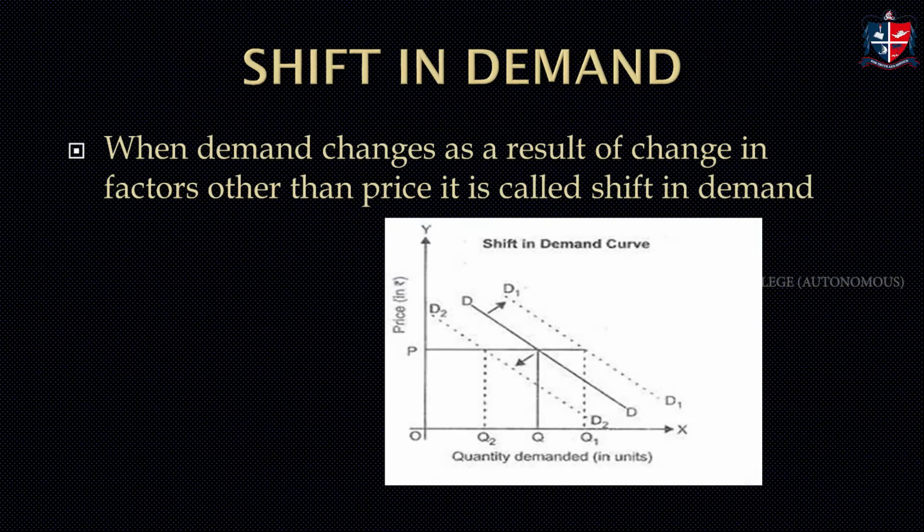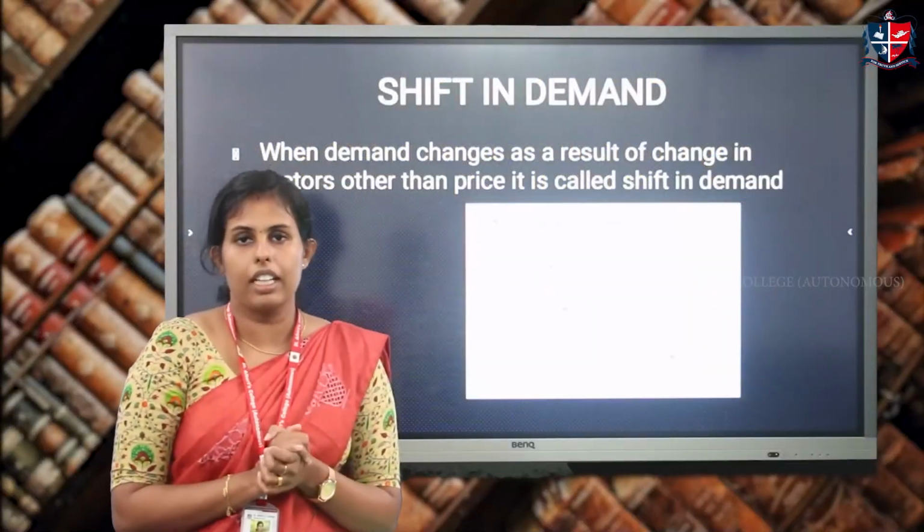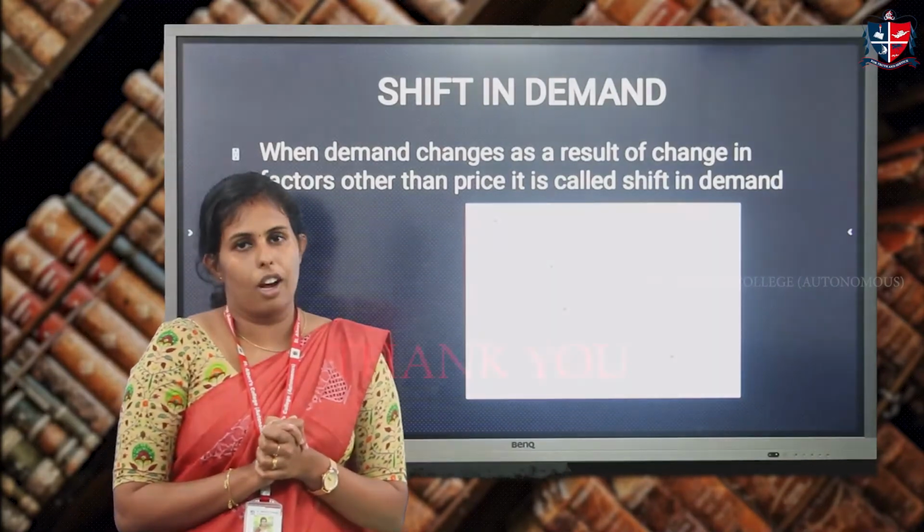When the quantity increases from Q to Q1 due to other factors, the curve is also shifted rightward from D to D1. Similarly, when the quantity decreases from Q to Q2, the curve is moved leftward. The demand curve D2 is formed. Okay, these are some of the terms which come under the demand theory. That's all. Thank you.